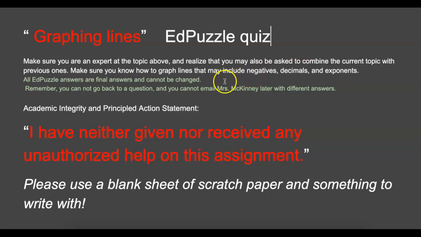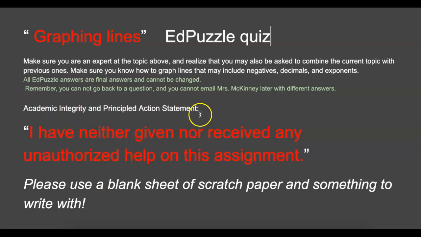All Edpuzzle answers are final and cannot be changed. Remember, you cannot go back to a question and you cannot email me with different answers. So you need a blank sheet of scratch paper and something to write with. If you want some graph paper to graph on, I do have that on the Google Classroom in our resources section, and it's called printable graph paper.